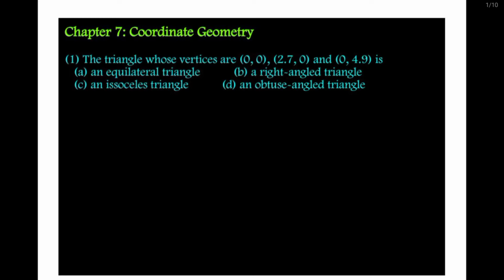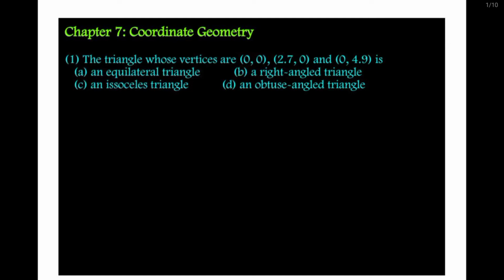Welcome back, students. In this video, we are going to solve some MCQs from coordinate geometry. So the first question is: the triangle whose vertices are (0, 0), (2.7, 0) and (0, 4.9) is an equilateral triangle, a right angle triangle, an obtuse angle triangle, or an isosceles triangle. Which one of them is correct?